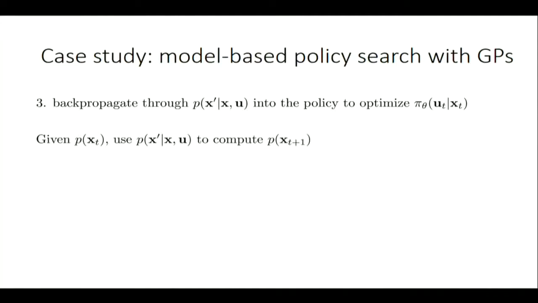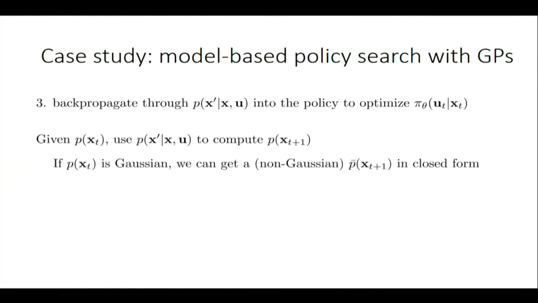And the main trick in this method is step 3, backpropagating through your Gaussian process dynamics into the policy to compute pi theta (u given x). So the problem with this step is that if everything is stochastic, if the Gaussian process is a stochastic model of the dynamics, and the policy is a stochastic distribution over actions, the challenge is that you need to compute these state marginals because you need to minimize the expectation of the cost under those state distributions.